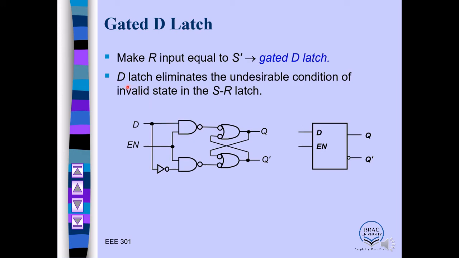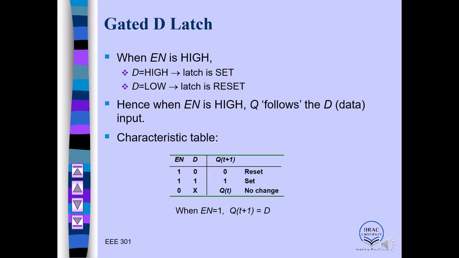The D-latch eliminates the undesirable condition of the invalid state in the SR latch. If you remember the previous one, we had one invalid condition, or undesirable condition. So we can eliminate that undesirable condition here. Now look at here. This also works when En is high, so the enable pin is high. Then if D is high, the latch is set. When En is high and D is low, then the latch is reset. Hence, when En is high, Q follows the data D values.